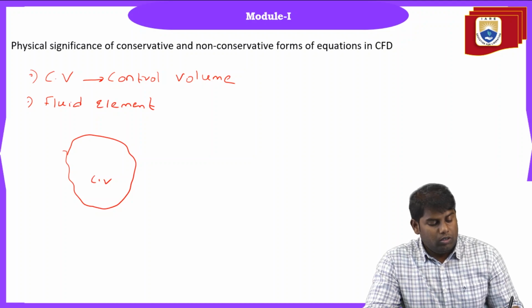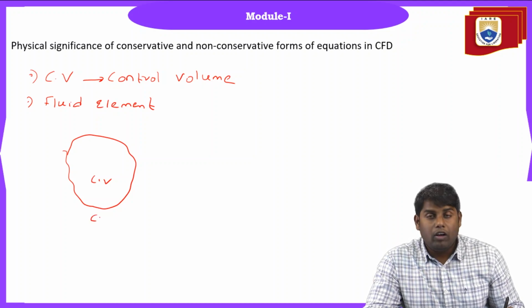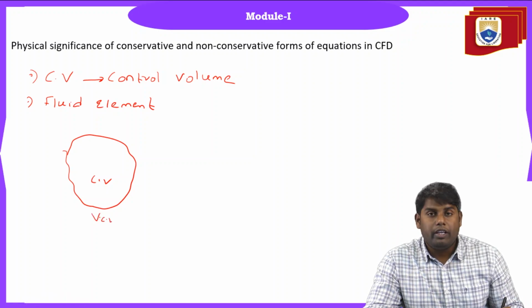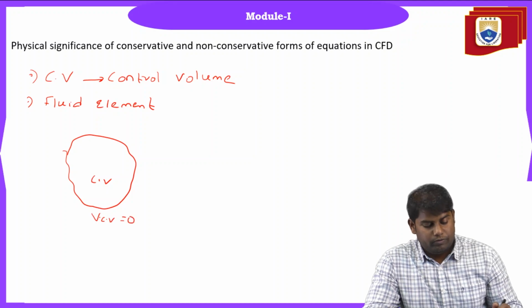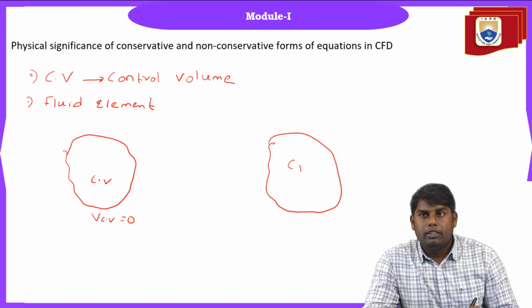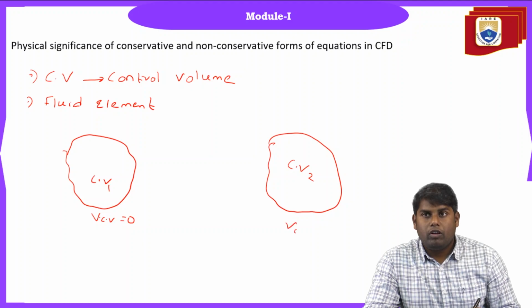This is stationary in the sense that the velocity of CV is equal to 0. So this is one approach. You take another control volume CV. So this is CV1, let's say this is CV2, so the velocity of CV is not equal to 0. So this is condition 1 and this is condition 2.